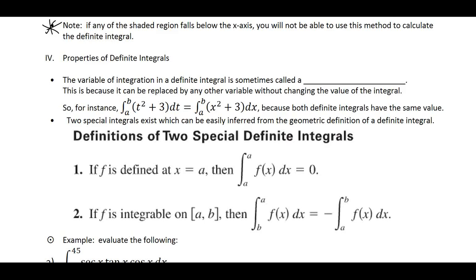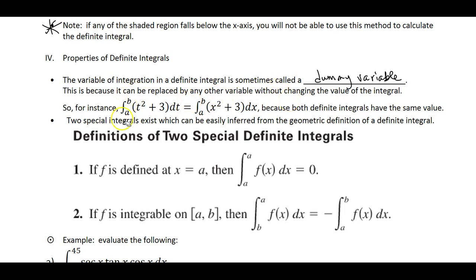In this video, we're going to talk about some of the properties of definite integrals. The variable of integration in a definite integral is sometimes called a dummy variable, and that doesn't mean it's an unintelligent variable. It just means that it's a stand-in. Think of a puppet that's called a dummy. This is because it can be replaced by any other variable without changing the value of the integral.